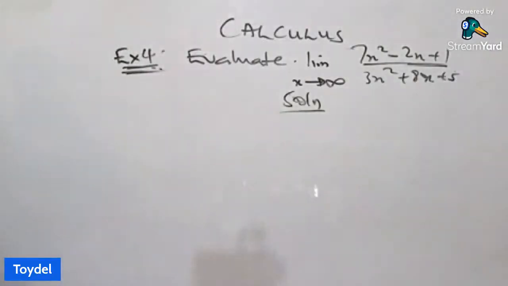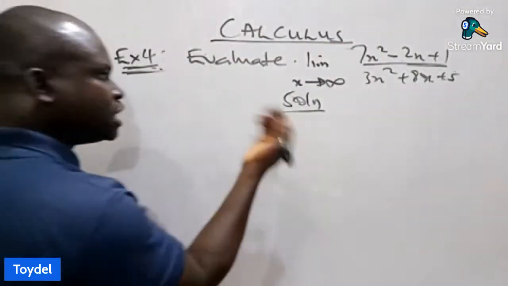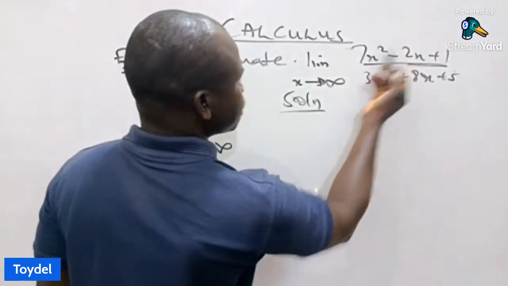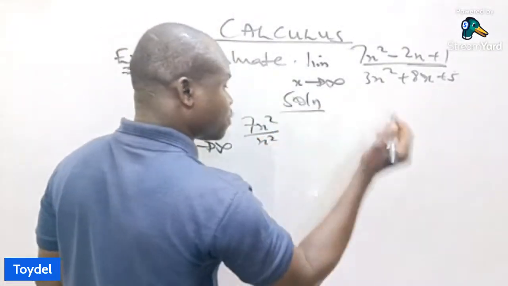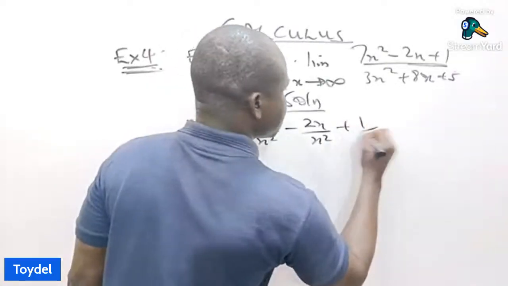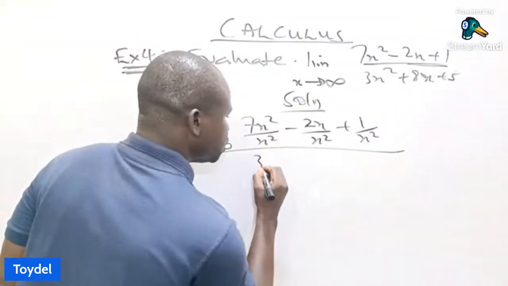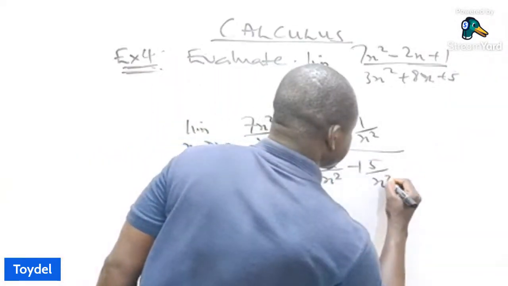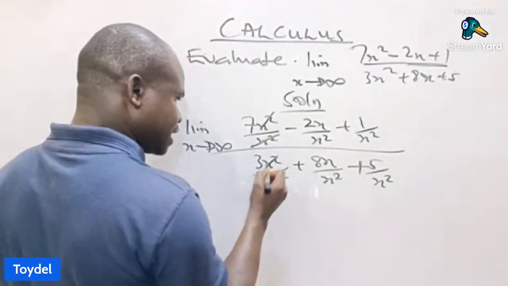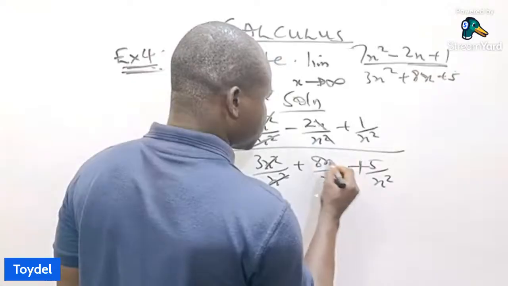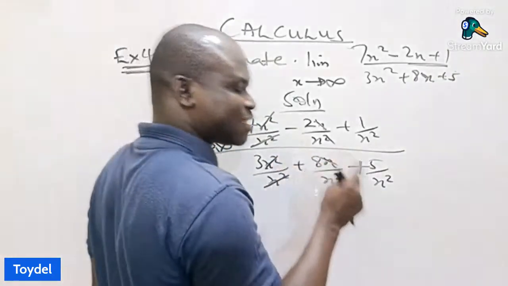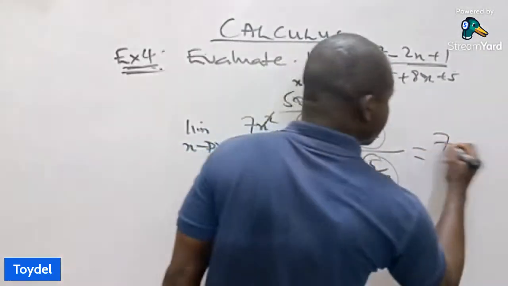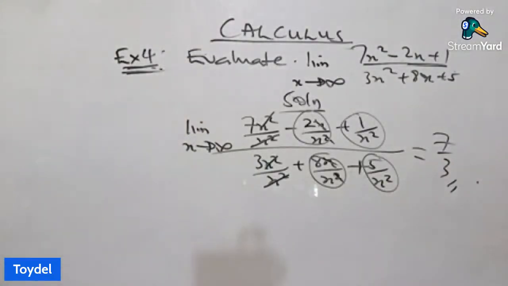This will be the last example under limit of the function. Then we go to differentiation. In this case, it's the same limit as x tends to infinity. The highest degree of x here is x squared. So we say 7x squared all over x squared. You divide through by the highest degree of x: 2x all over x squared plus 1 all over x squared. That's for the numerator. You come to the denominator: 3x squared all over x squared plus 8x all over x squared plus 5 all over x squared. So x squared will cancel x squared here, and here. Everything that has x or x squared at the denominator will become 0. At the end of the day, what do you have left? 7 all over 3. And that will be the limit of that function.